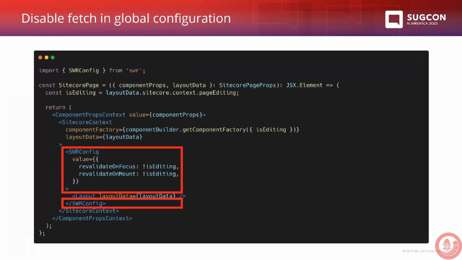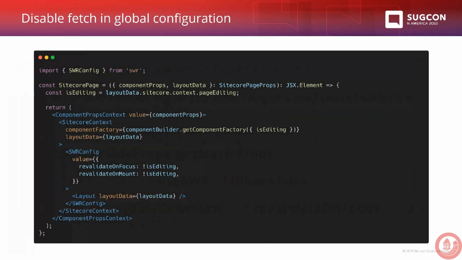Inside of that element, you set revalidate on focus and revalidate on mount. You set both of those to false when you're in pages or the experience editor. And what this does is this tells SWR when we're in pages or the experience editor, don't make API calls. If there's fallback data, just use that and be done. And so this will avoid conditional rendering in the experience editor and pages and gives us a really clean way to provide mock data for those editing experiences.